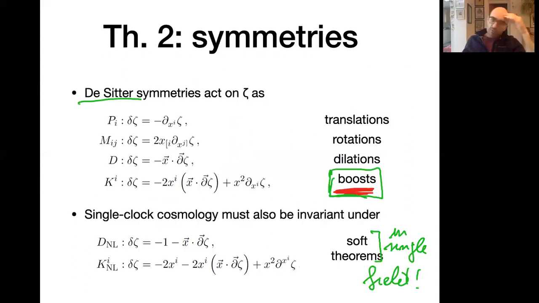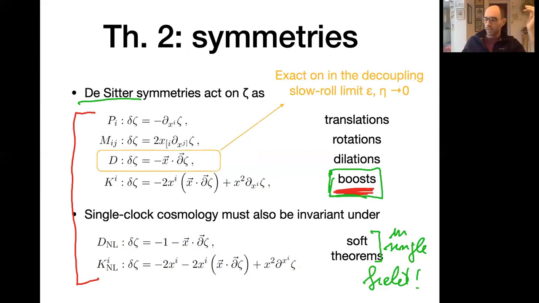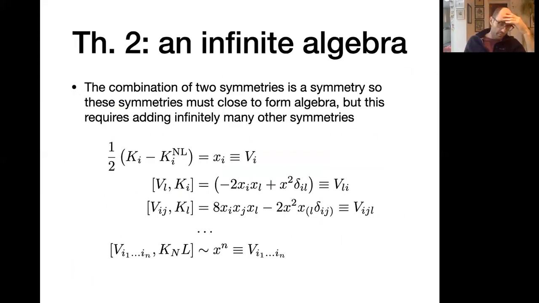And the proof is relatively conceptually very simple. It just says, okay, well, we have an algebra of symmetries. Symmetries form an algebra because if you take two symmetries and combine them, you get another symmetry. And we combine symmetries by taking the commutators. But then if you combine that new symmetry with another symmetry, you create a new symmetry and you keep on going. And here you can prove that actually the algebra is infinite dimensional.